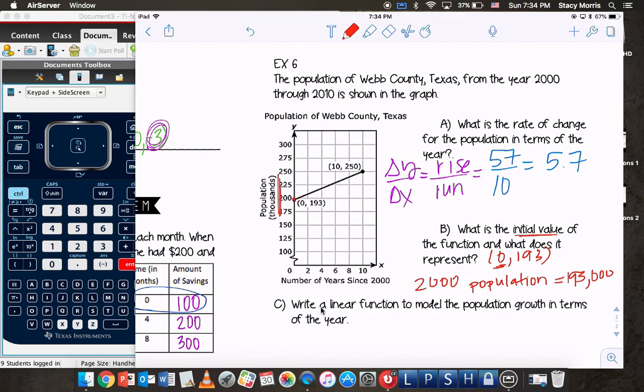Okay. Last, write a linear function to model the population. So to write an equation or a linear function, all we need is the slope, 5.7, and the b, the 193,000. So y equals 5.7x would be our slope, or our rate of change, plus 193. We're going to leave it in hundreds right here. I mean, it's in thousands, but we want to leave it like this, because if I put 193,000, then my numbers are going to be so big that my graph's not going to be able to read it. So we'll leave it at 193. But know that means 193,000.